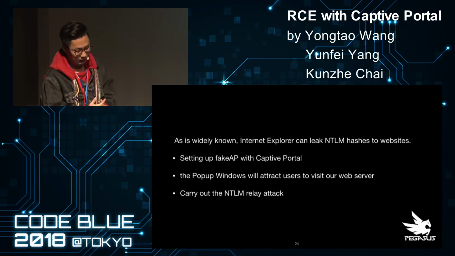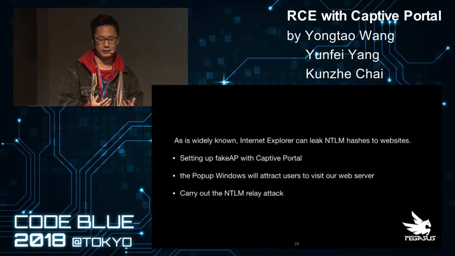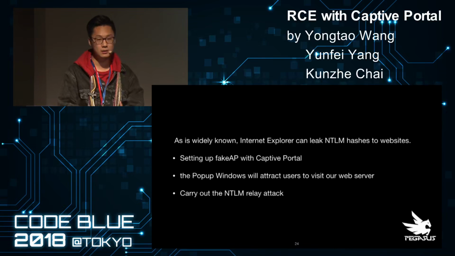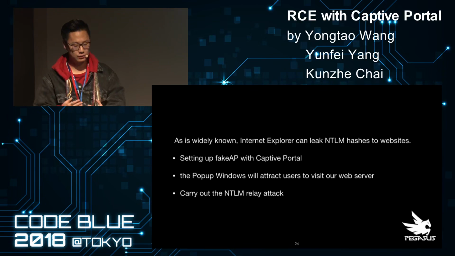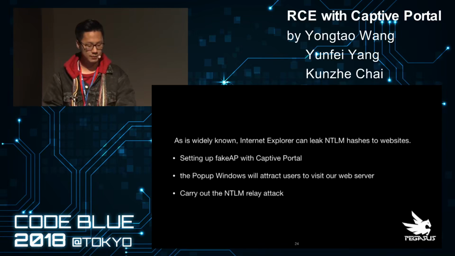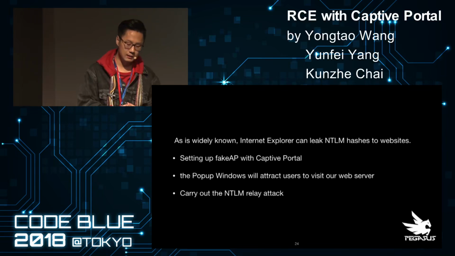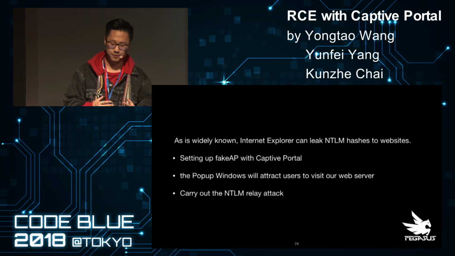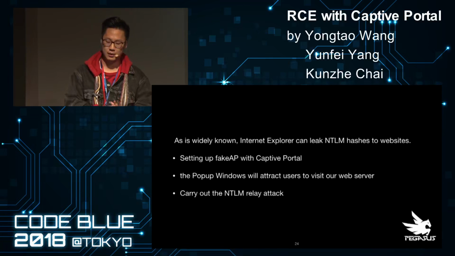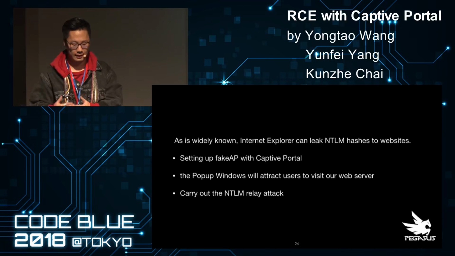As we all know, Internet Explorer can leak the NTLM hash to websites. So we can set up a fake AP with a captive portal. The pop-up window will attract users to visit our web server. If Internet Explorer is the default browser, we can carry out the NTLM relay attack.